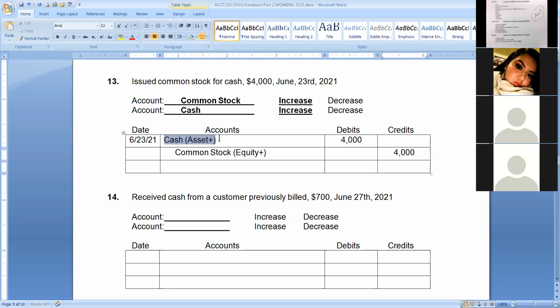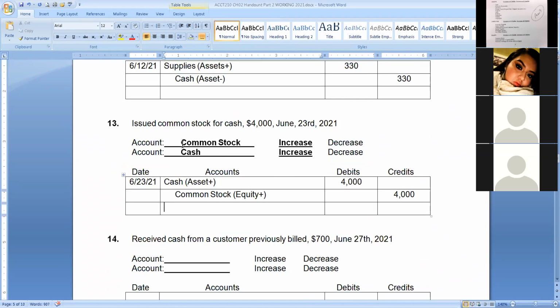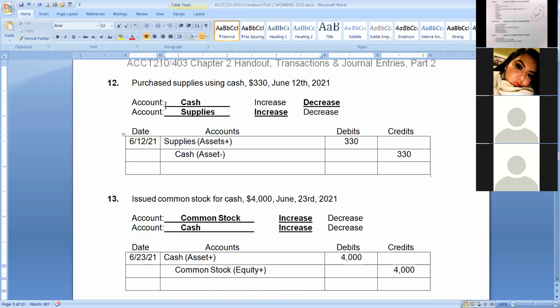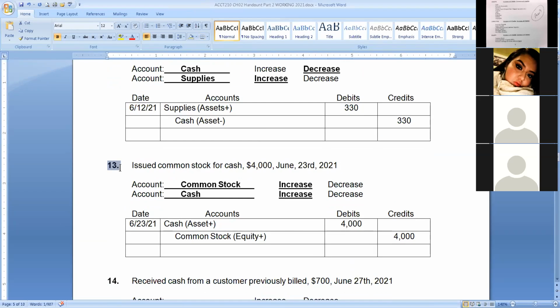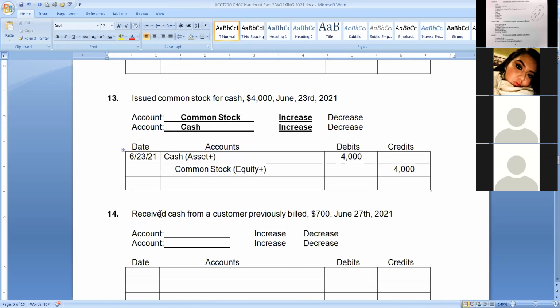And so you notice cash is on the asset side, obviously, and then common stock is on the other side of the balance sheet. So there's no problem with those two going up. They'll keep it balanced. Both sides of the balance sheet will increase by 4,000. These common stock transactions are, for most companies, fairly rare. This supplies one is a transaction you do all the time. This is one you probably don't do all that often, unless it's a really big company.